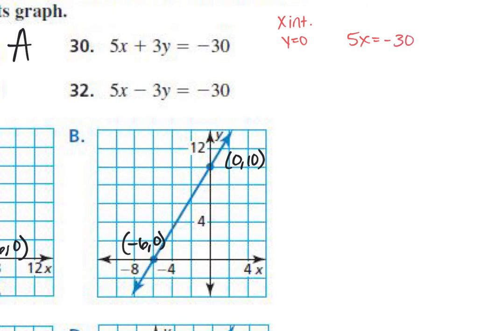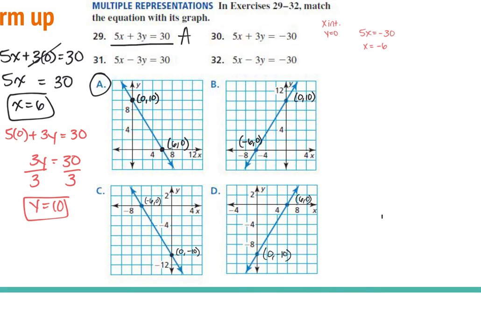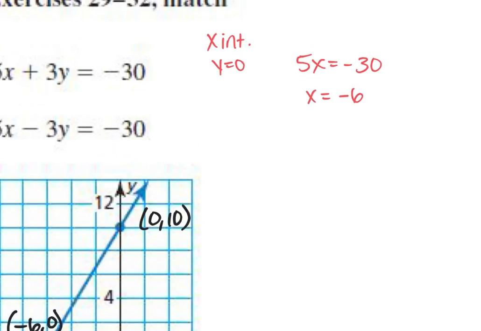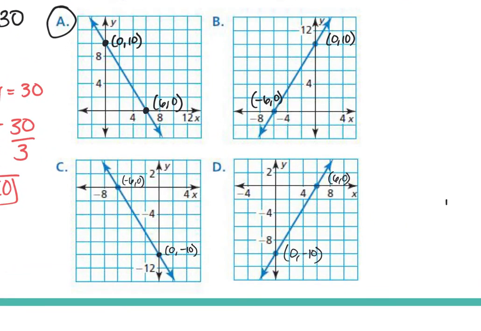JJ, how do we solve this? Divide by 5. Excellent. So we get x equals? -6. Perfect, okay? So we're looking for the graphs where our x-intercept is -6. Do you guys see that? Okay. Which graphs have an x-intercept of -6? Which two graphs have an x-intercept of -6?